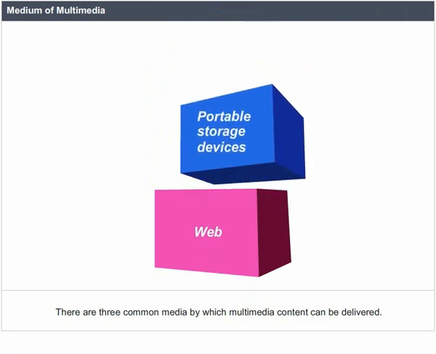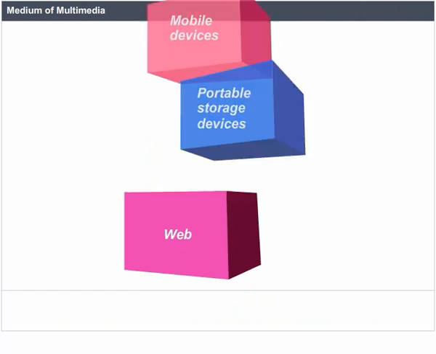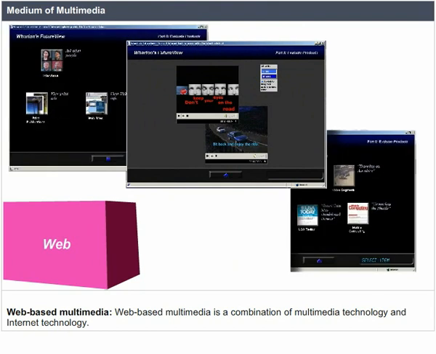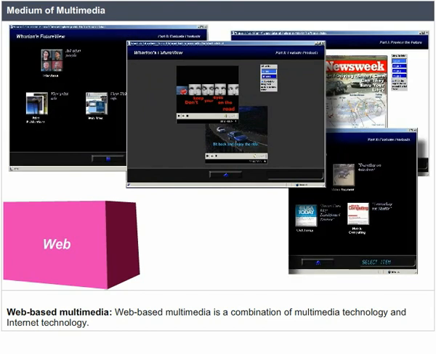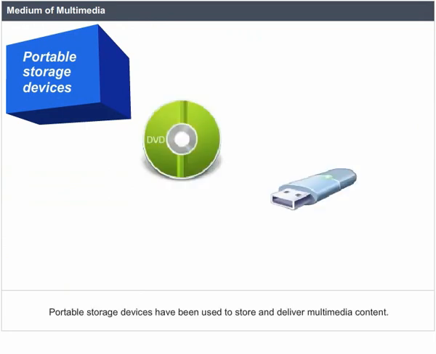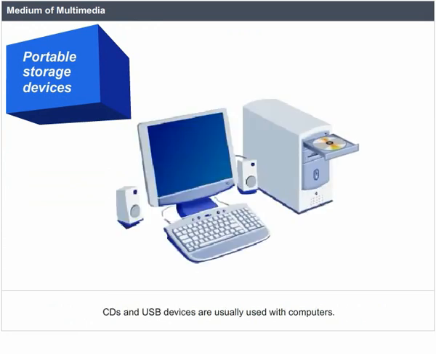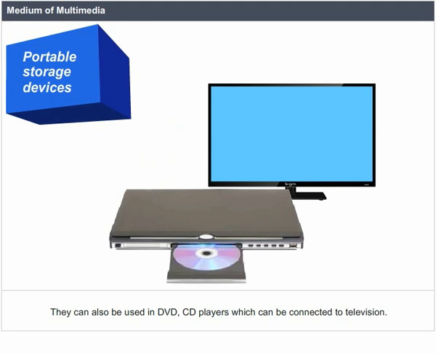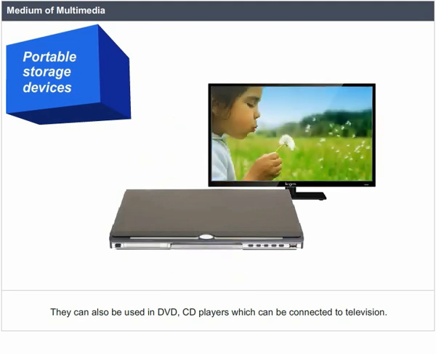Medium of multimedia. There are three common media by which multimedia content can be delivered: web, portable storage devices, mobile devices. Web-based multimedia. Web-based multimedia is a combination of multimedia technology and internet technology. Portable storage devices. Portable storage devices have been used to store and deliver multimedia content. CDs and USB devices are usually used with computers. They can also be used in DVD, CD players, which can be connected to television.